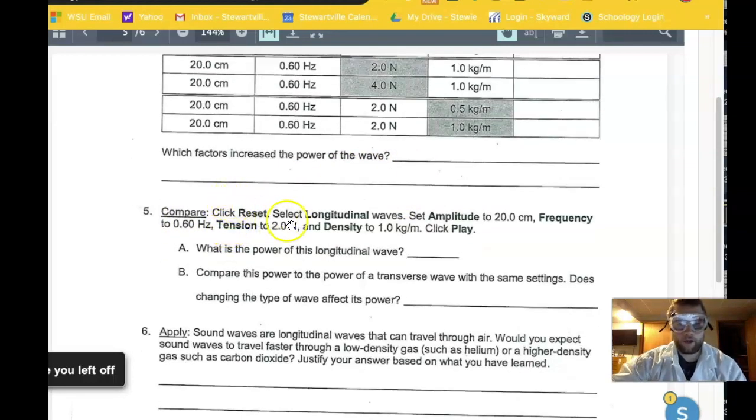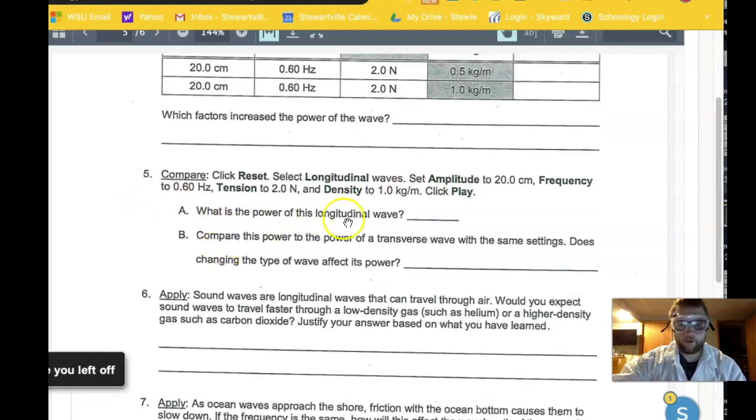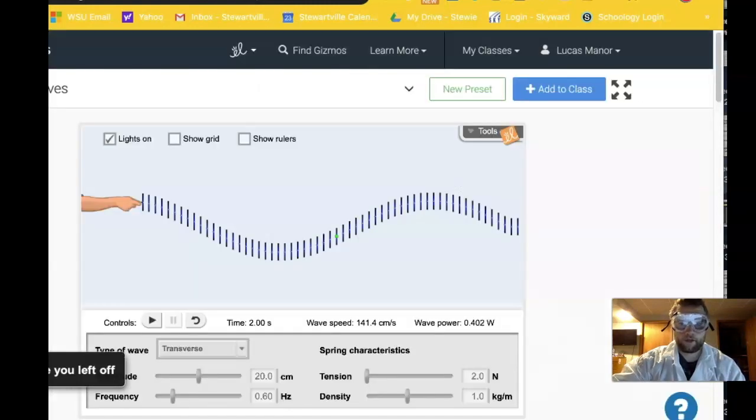We're going to click reset. We're going to select longitudinal waves. We're going to set the amplitude to 20 centimeters, frequency to 0.6, tension to 2, and density to 1. And we're going to click play. We need to record the power of the longitudinal wave, and then we're going to compare it to that of a transverse wave and see how those two compare to each other. Let's head back to the Gizmo.